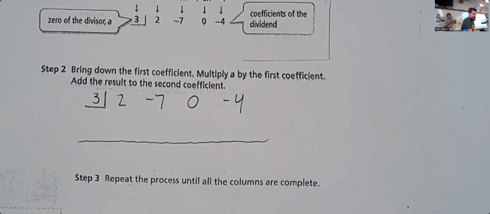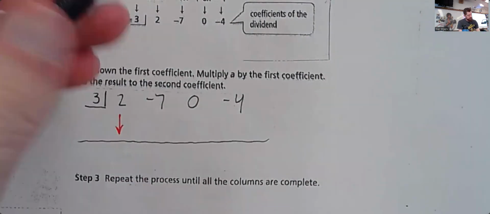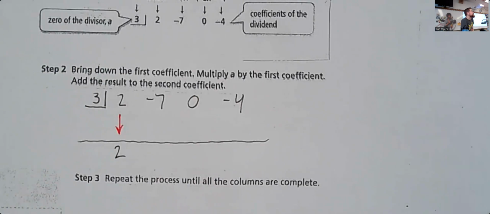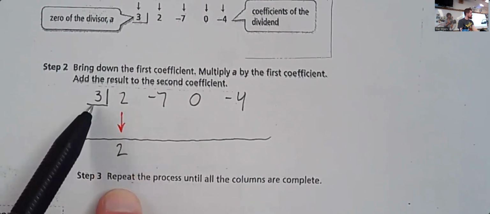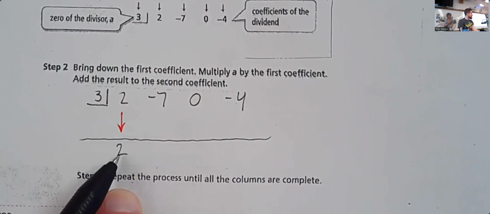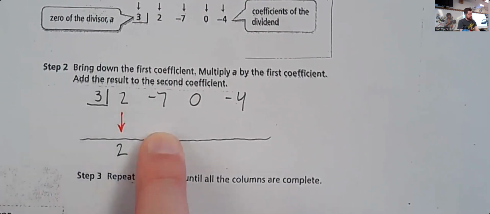So this says to bring down the first coefficient. So 2 gets brought down right here. 2. Multiply a by the first coefficient. So a times the first coefficient. What do you get? 6. 6 goes here.